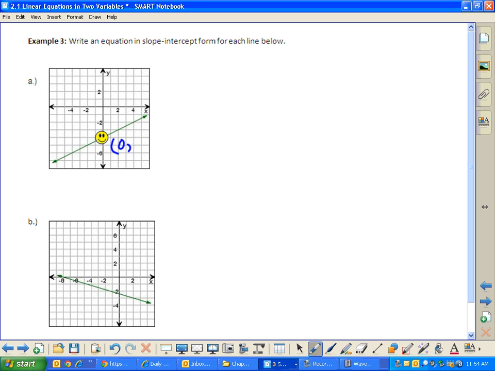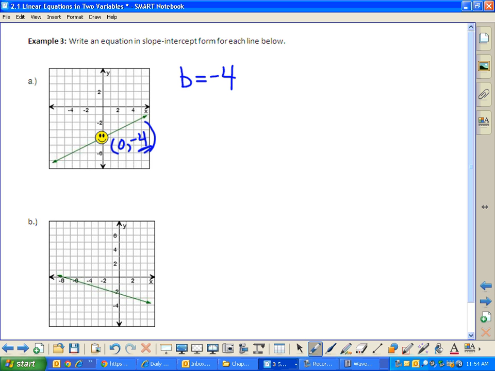That point there is (0, -4). What goes on the smartboard goes in your notes. That is my b value. So I know what b is right there. This graph crossed the y-axis at -4. So my y-intercept is -4.